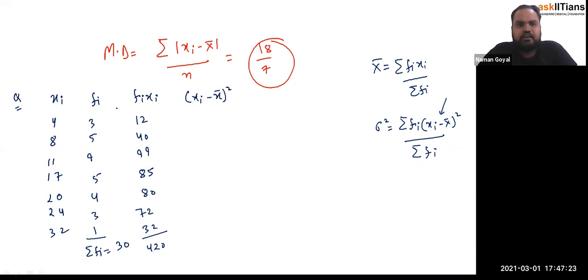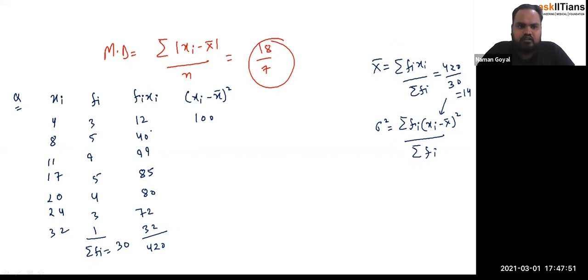So see, first what we have to do is find x bar, right? So x bar is what? Summation this one upon this one, so it will be 420 upon 30. So if you solve this, you will get 14. So 14 is the mean of this particular data. Okay, so first is what? 4 minus 14 square. See, from 4 we subtracted 14, so we got -10. -10 square is 100.